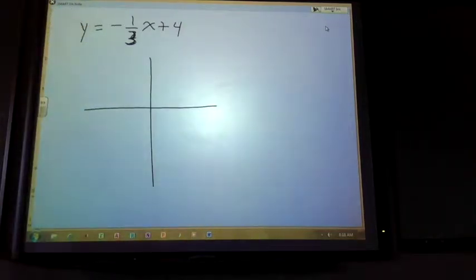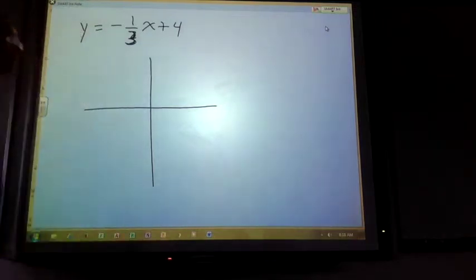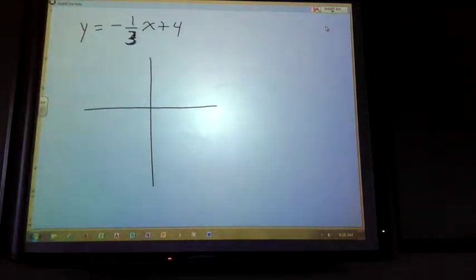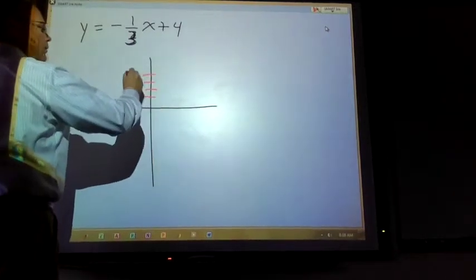Find the 4. What about 4? What does that mean? Well, you're starting at 4, right? Yes, I am, but where? The y-axis. Okay? 1, 2, 3, and 4.